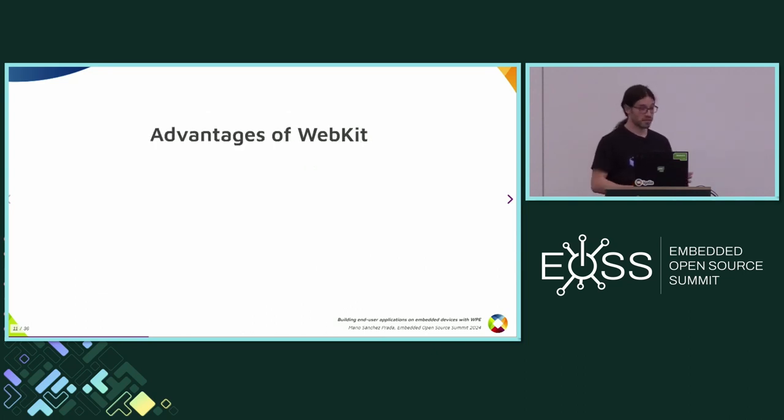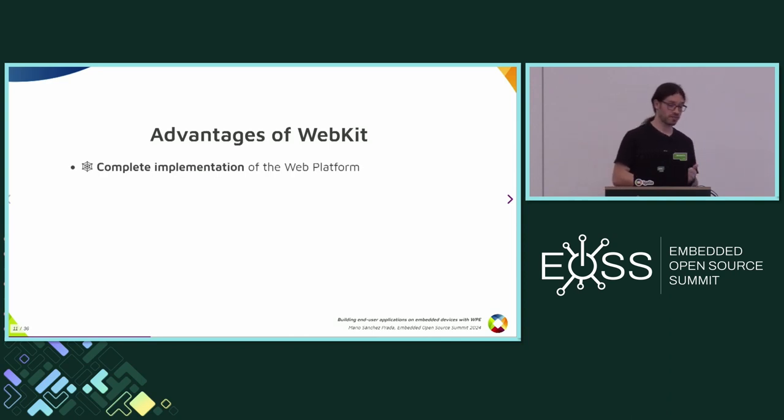So, a few advantages of WebKit. One of them is, as I said before, it's a complete implementation of the web platform. This is relevant because there are other web engines that are not. These days, for instance, Servo is a very good example. It's based on Rust and it's very secure, but right now it's not yet a complete implementation like WebKit. WebKit is basically at the same level as Blink for Chromium. The other thing is this one.